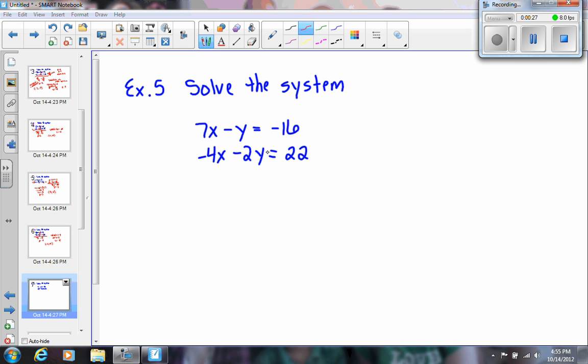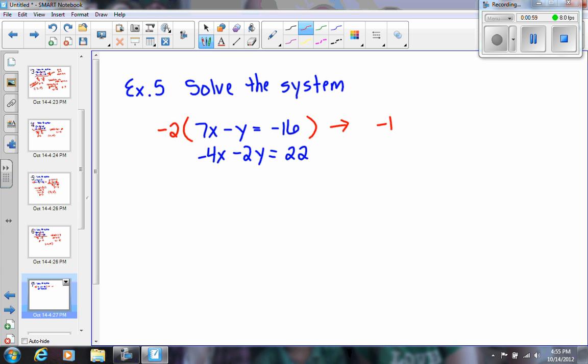Now I have a -2y right here. Think about what this would have to be so that when I added them together, it would drop out. Well, if this is a -2y, I would like this to be a +2y. So what I'm going to do is multiply this equation by a -2, because when I do -2 times -y, I get a +2y, and then that's going to cancel this. I can do that as long as I multiply the -2 times the 7x and also times the -16.